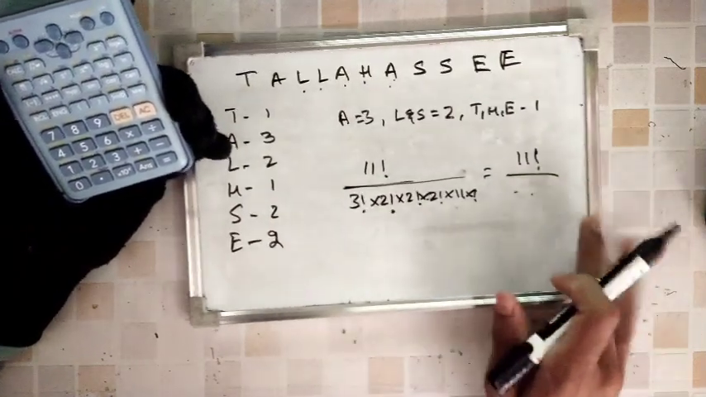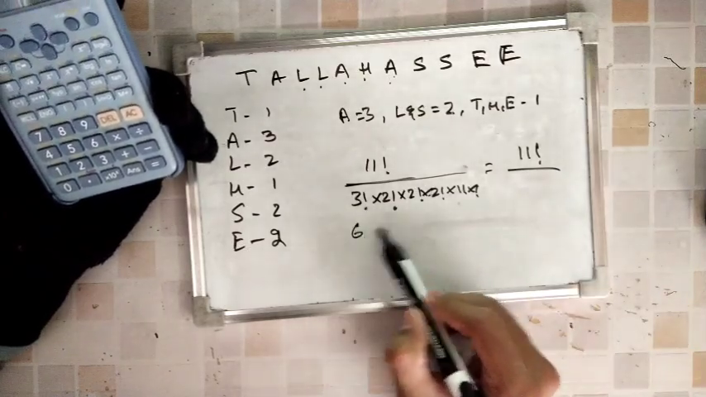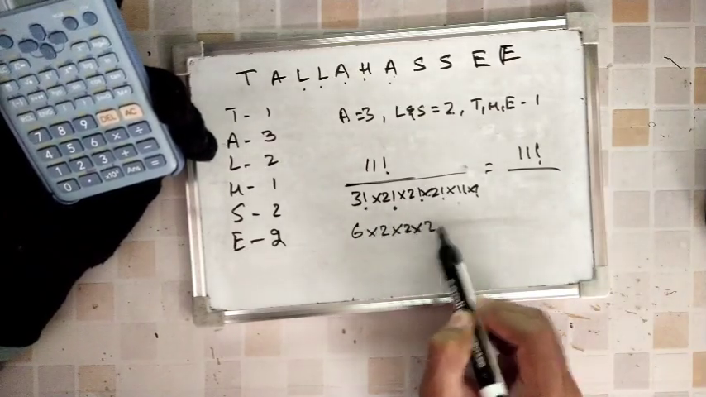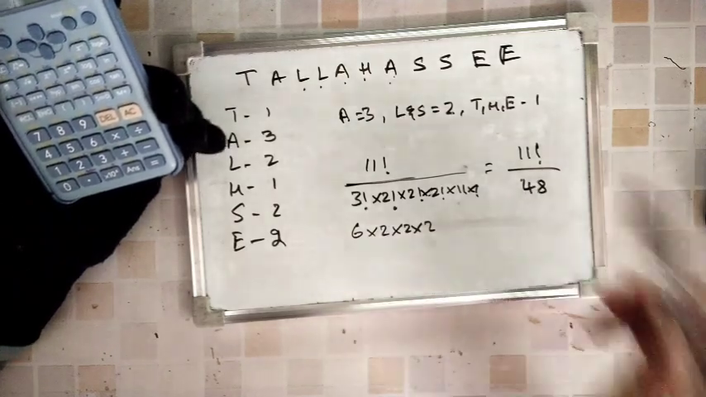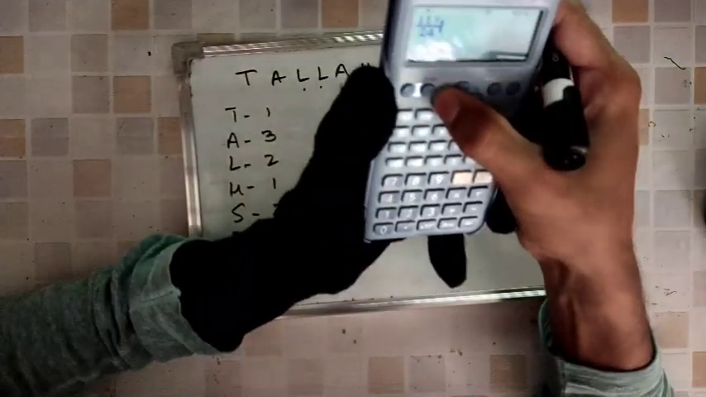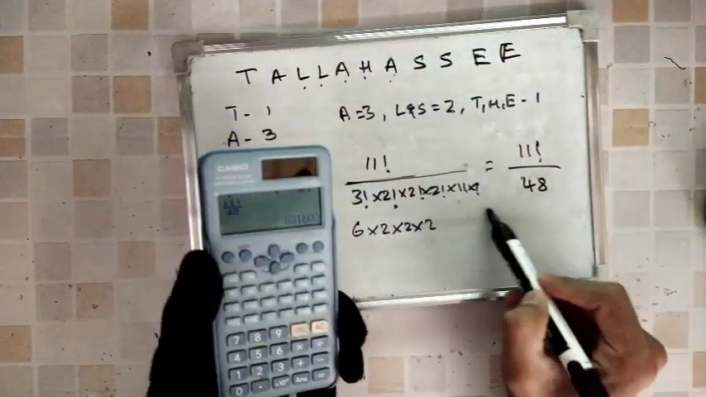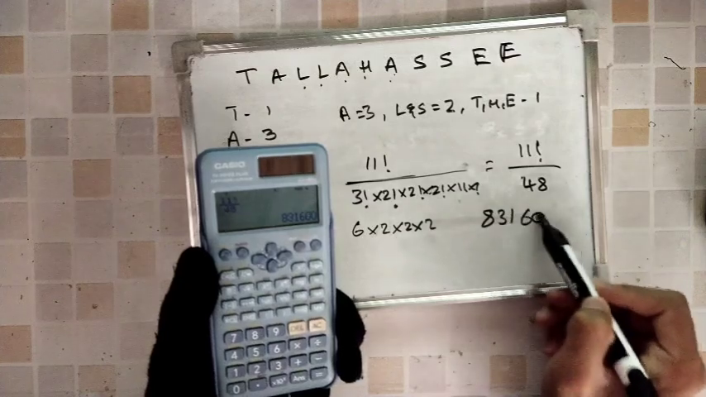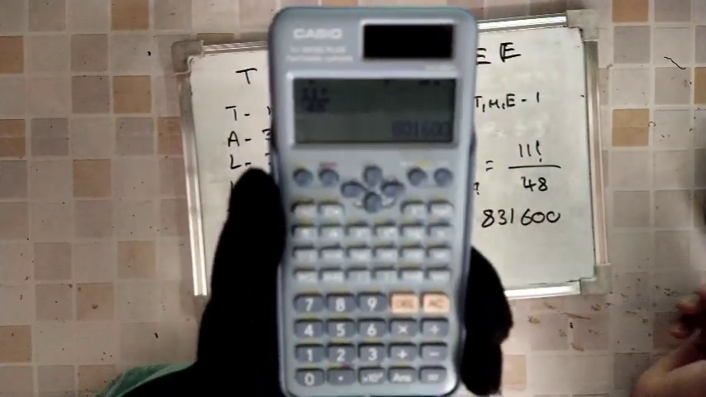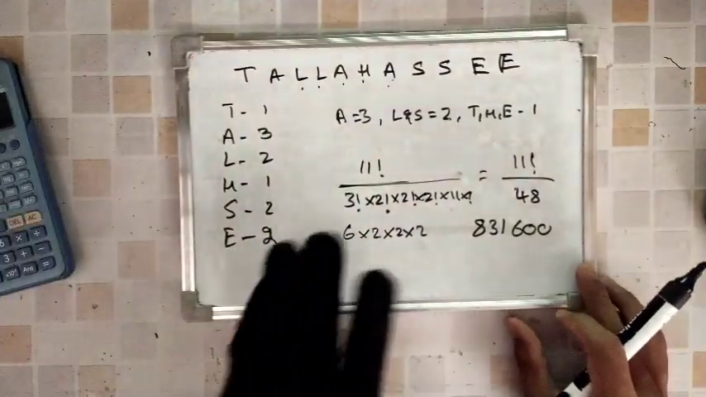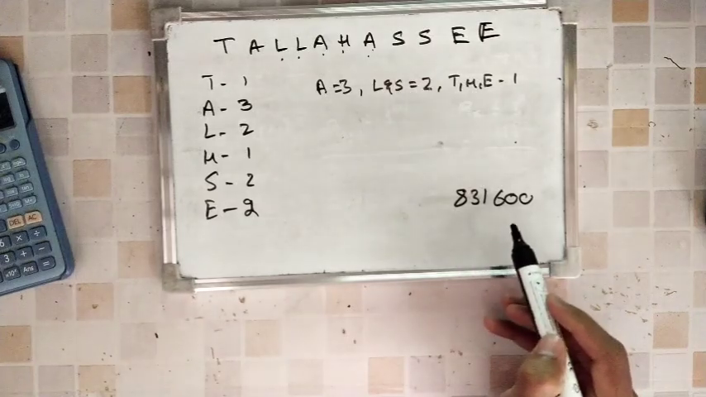So here it will be 3 factorial is 6 into 2 into 2 into 2, 2 to the 4, 4 to the 8, 8 6 is 48. So if I do 11 factorial divided by 48, I am getting 831,600. I can show, I don't know if you can see or not. You can see, right? So this is the number of ways I can write 831,600.